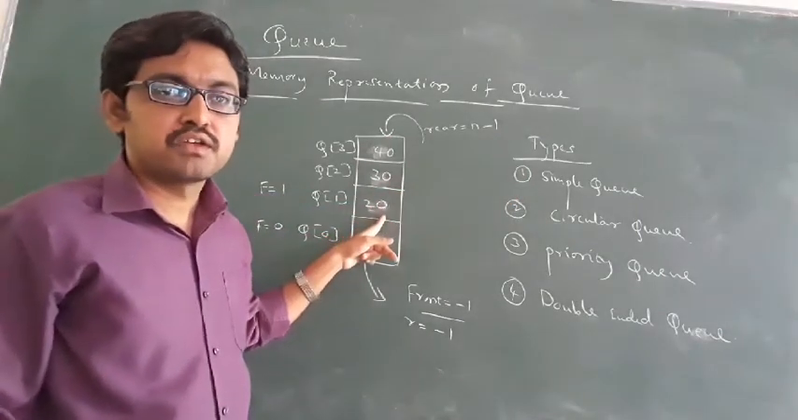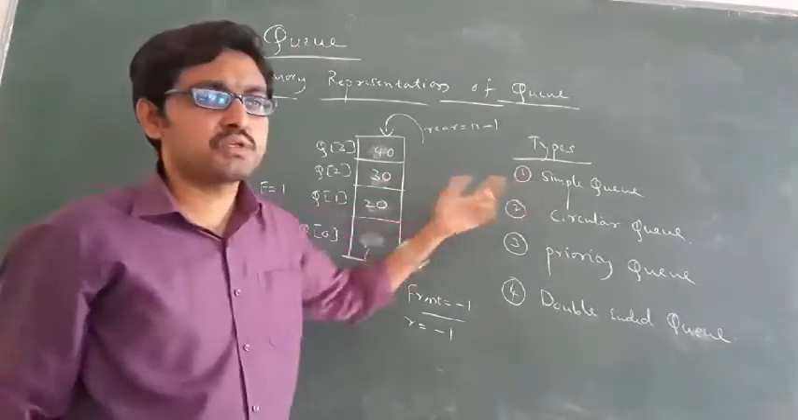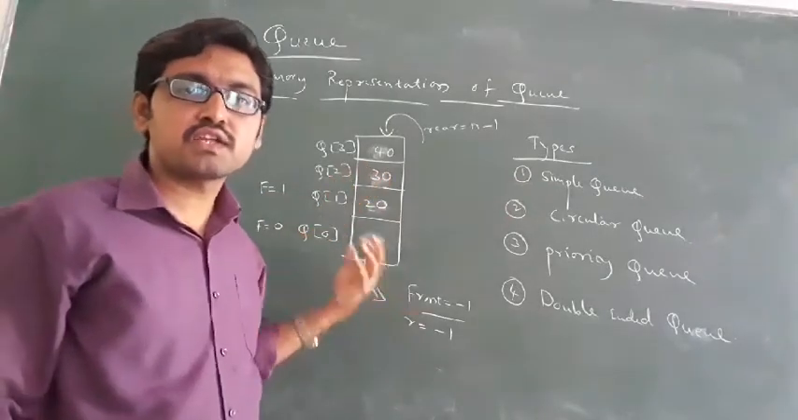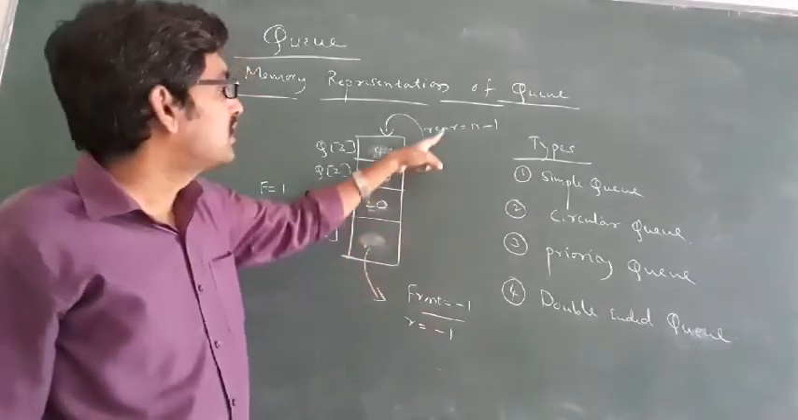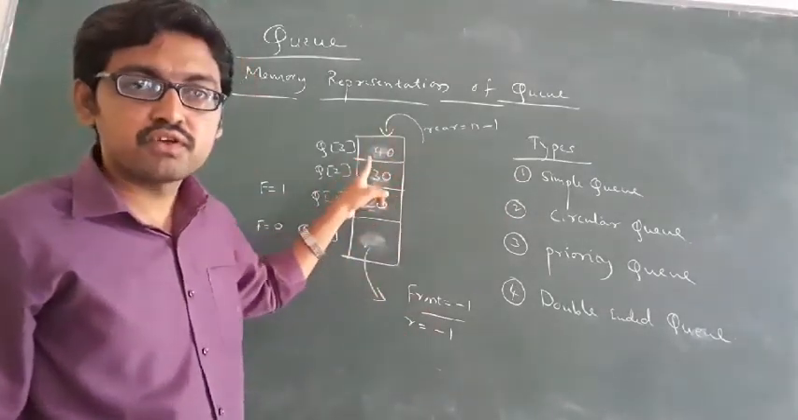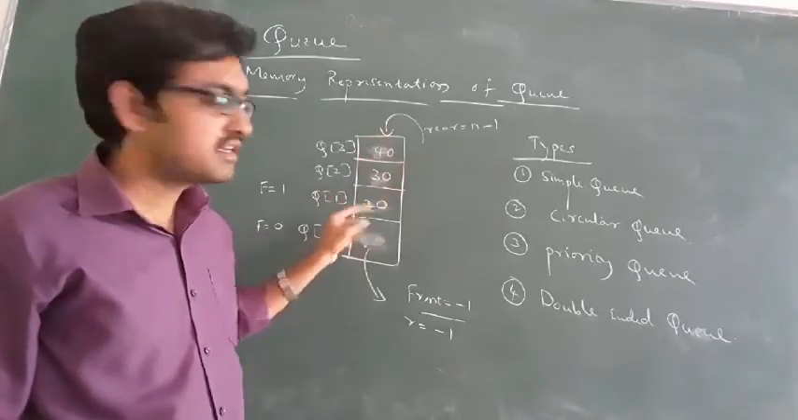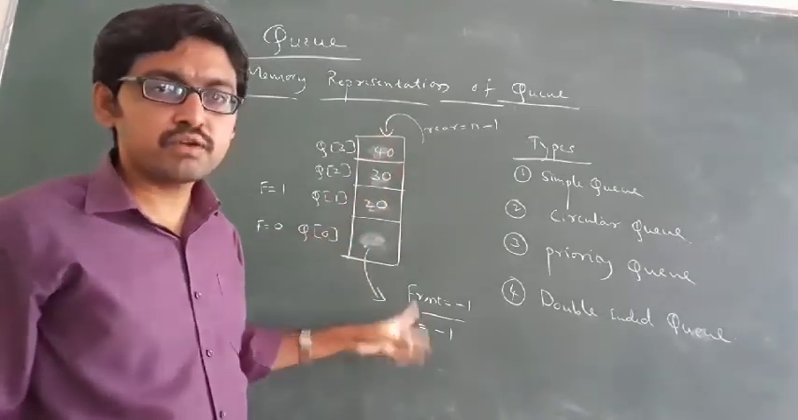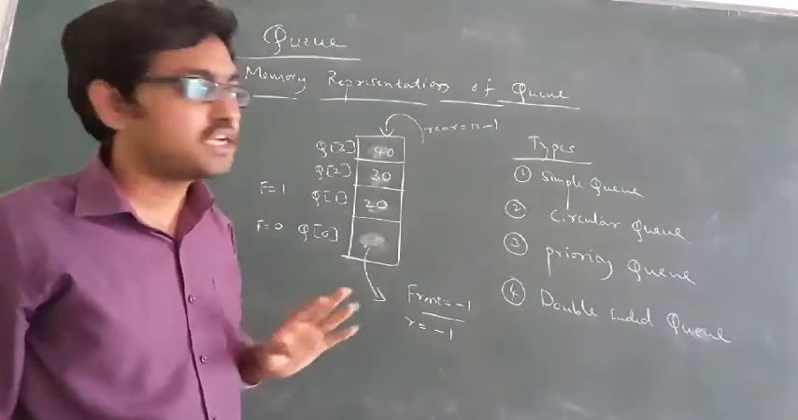This diagram. Simple queue, nothing but queue. Definition: you can write the queue definition. Simple queue means it is a process of inserting an element at the rear end and deleting the element from the front end. This you have to remember.